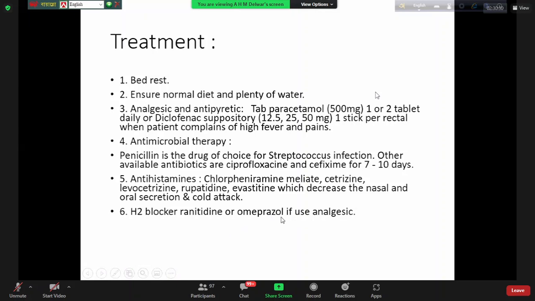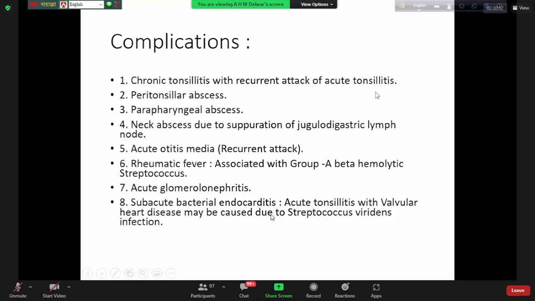Complications. Most important question: what are the complications of tonsillitis? Chronic tonsillitis with recurrent attacks of acute tonsillitis. There may be chronicity, that is chronic tonsillitis.